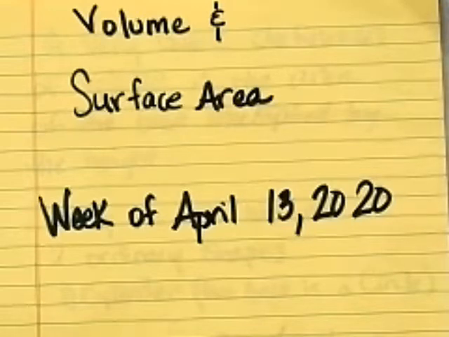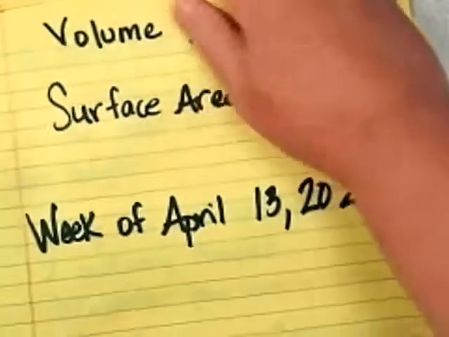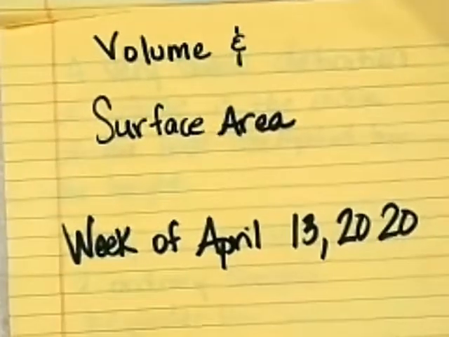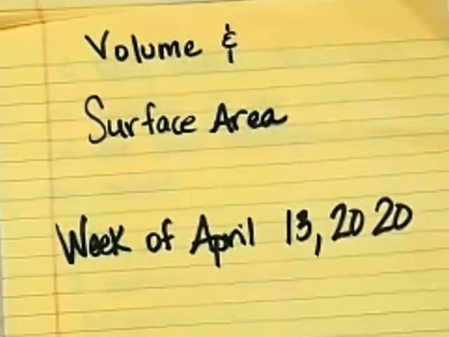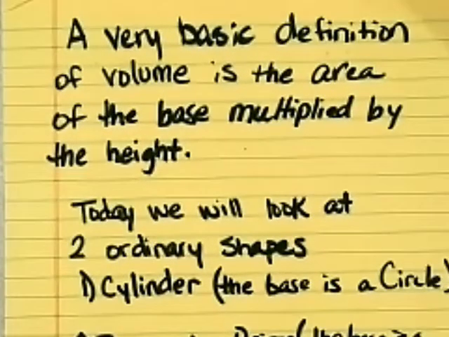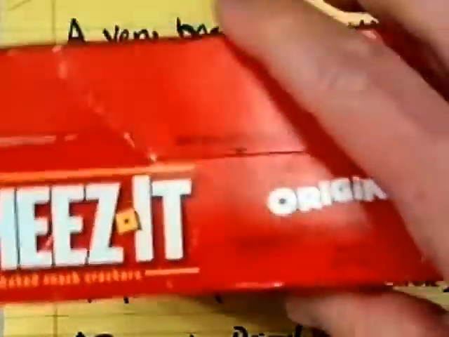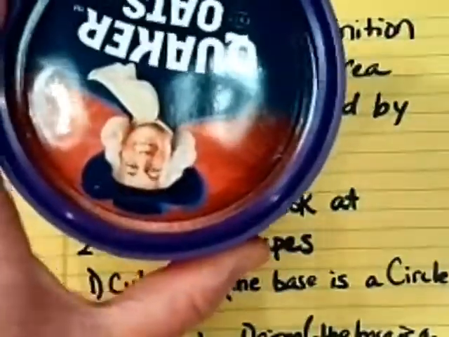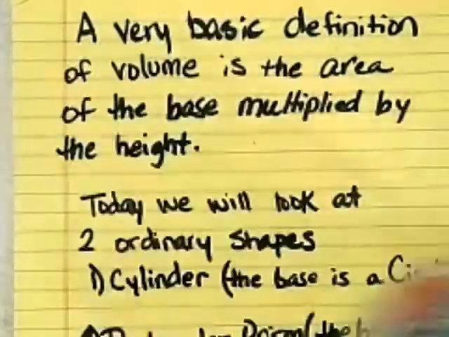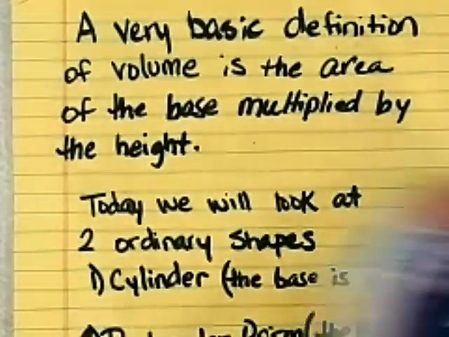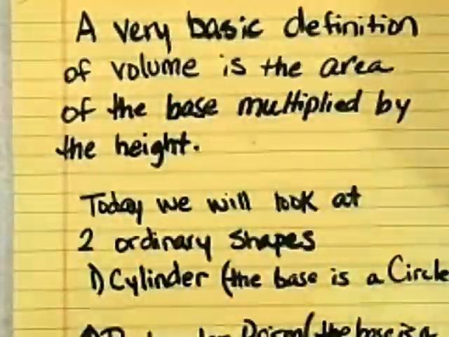Today we're going to talk about volume and surface area. I think that's one of the things you can do on your AMI packet for bonus points. So I thought we would go over how to find volume and surface area of some ordinary items that I found in my kitchen. A very basic definition of volume is the area of the base multiplied by the height. Now, the base of a Cheez-It box is a rectangle, but the base of an oatmeal box is a circle. So we have different bases, but once you figure out the base, you just multiply it by the height to find the entire volume.